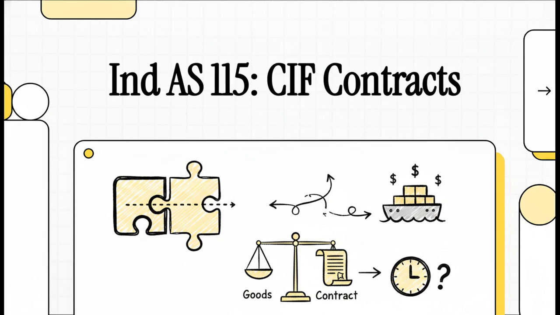We are going to take a seemingly dry accounting standard and turn it into a fascinating puzzle that we're going to solve together. Today, we're dissecting a real-world scenario involving CIF contracts, that's cost, insurance, and freight, and figuring out exactly when and how a company can actually recognize revenue. It's a fantastic case study, and by the end of this explainer, I guarantee you're going to see these transactions in a completely new light.